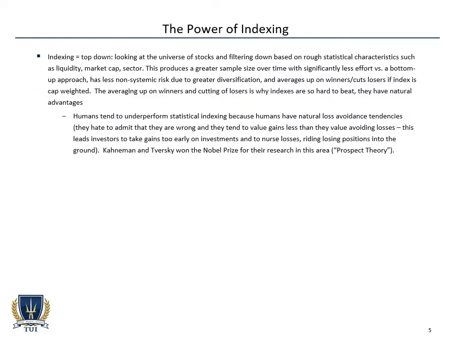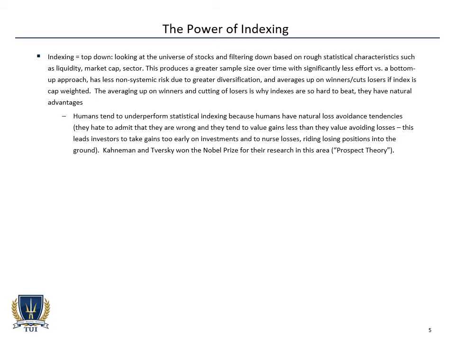All right, so the power of index investing. Indexing is top down. It looks at the universe of stocks and then filters down based upon statistical characteristics such as liquidity, value, growth, market cap, sector. This produces a great sample size over time and with less effort, right? So Buffett can at most pick 20 stocks. It's just too much work to pick 100 of them because you got to do that big accounting analysis on every company. And top-down investing, you don't have to worry about that. It's a real quick decision. It's statistical sampling. So it's significantly less effort and cost in doing indexing or top-down investing.